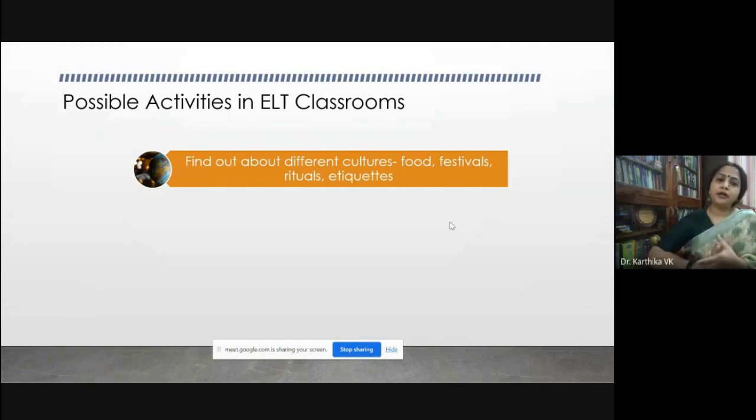So one possible thing that you can do is to find out about different cultures. These are some examples to increase their cross cultural sensitivity and cross cultural communication. Food, festivals, rituals, etiquettes, all these things. You can even ask them to talk about netiquettes, that is quite universal, right? So we can even talk about them. And cultural etiquettes are also very interesting.